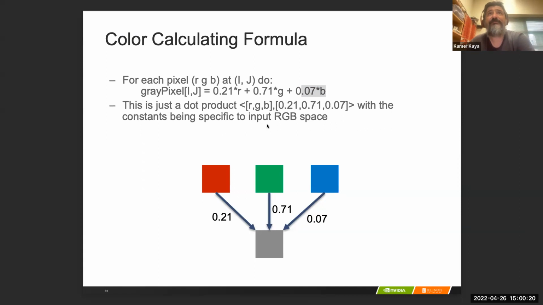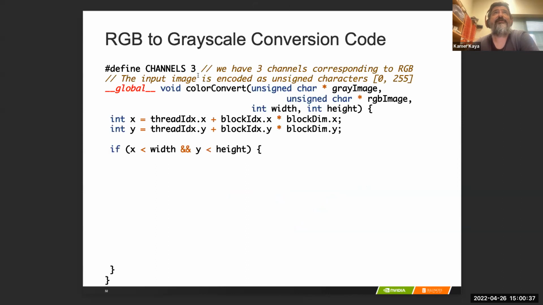Okay, so there was a significant noise coming from outside. So this is just a dot product, right? So RGB times that vector with the constants being specific to the input RGB space. Okay, so let's do this now.